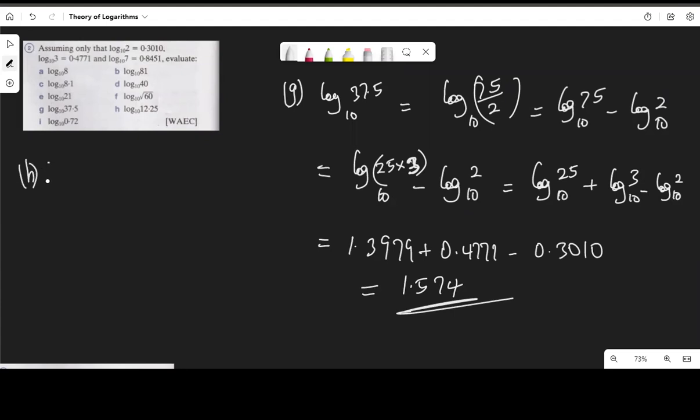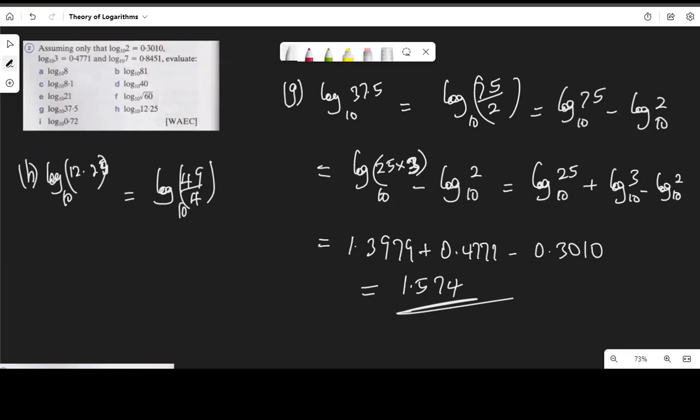I have log 12.25 to base 10. Now 12.25, I can write that 12.25 multiplied by 4 gives me 49. So I can write this as log 49 divided by 4 to base 10. Why am I doing that? I want to have a combination of 2 and 7.